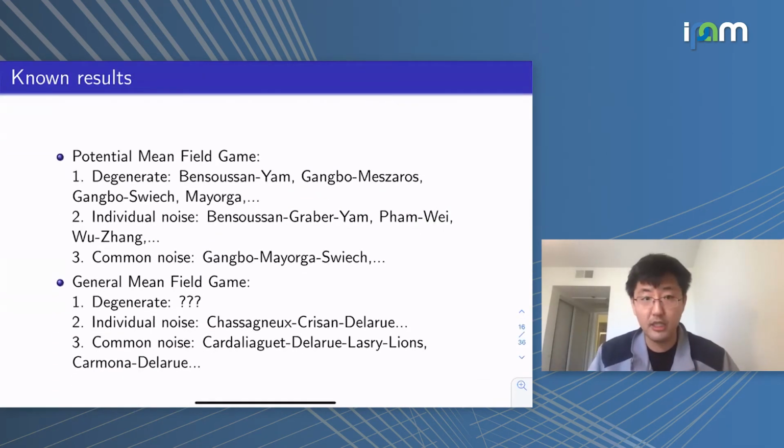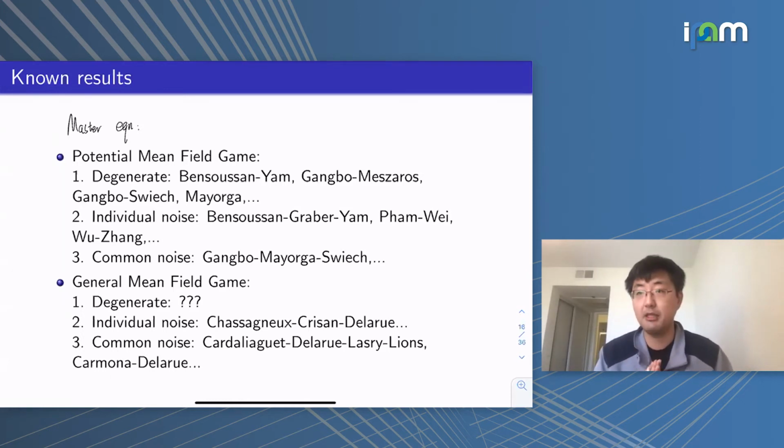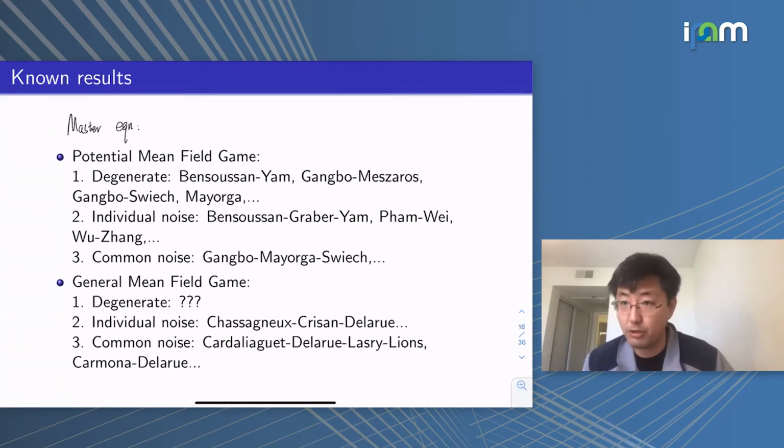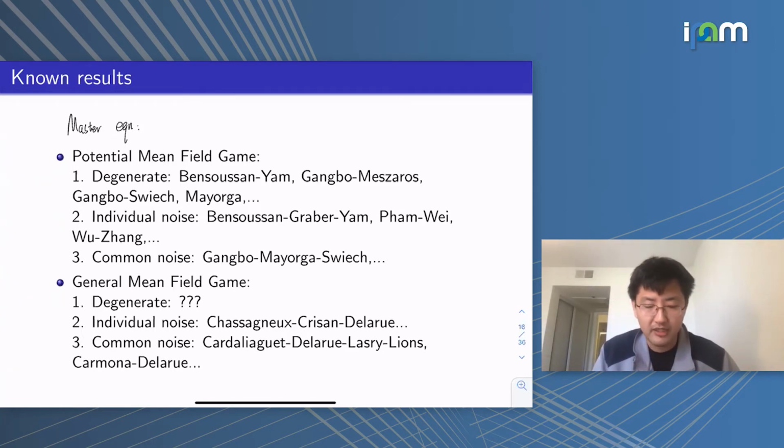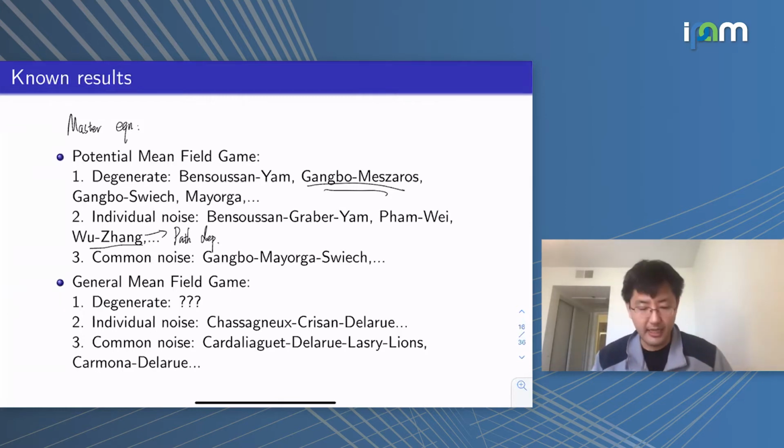So let me review some known results for the master equation. There is a huge literature about mean field game systems, but here let me just talk about the master equation. First I divide it into two directions. One is potential mean field games, or you can say the mean field control problem. For the degenerate case, it was studied by Bensoussan, Yan and Gangbo, Swiech, and later followed up by Mou, Gangbo, Mészáros, and Ali Pa talked about this result on Monday. If it only involves individual noise, it was studied by Bensoussan, Graber, Yam, Fan, Wei, Wu, Zhang. They also studied the path-dependent case. The common noise case was recently studied by Gangbo, Mészáros, and Swiech, and Andrea will talk about this result in the afternoon, in the first talk.